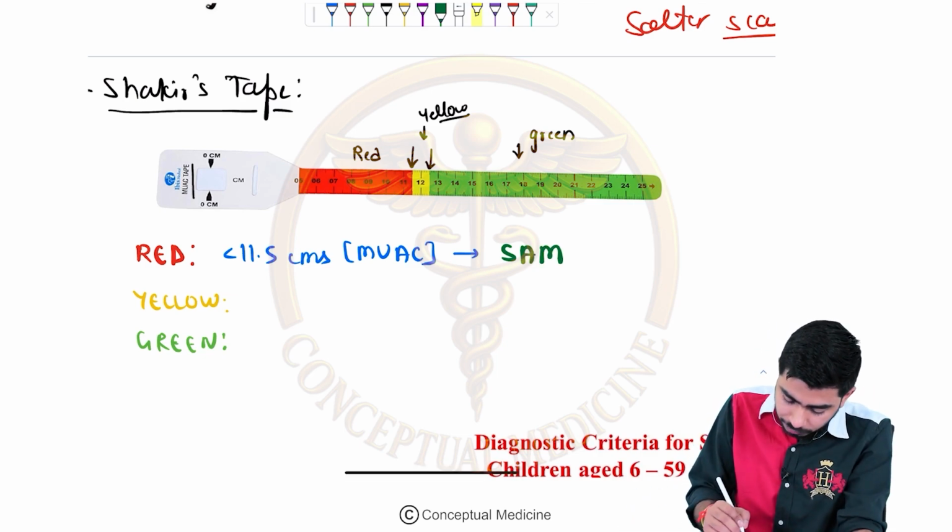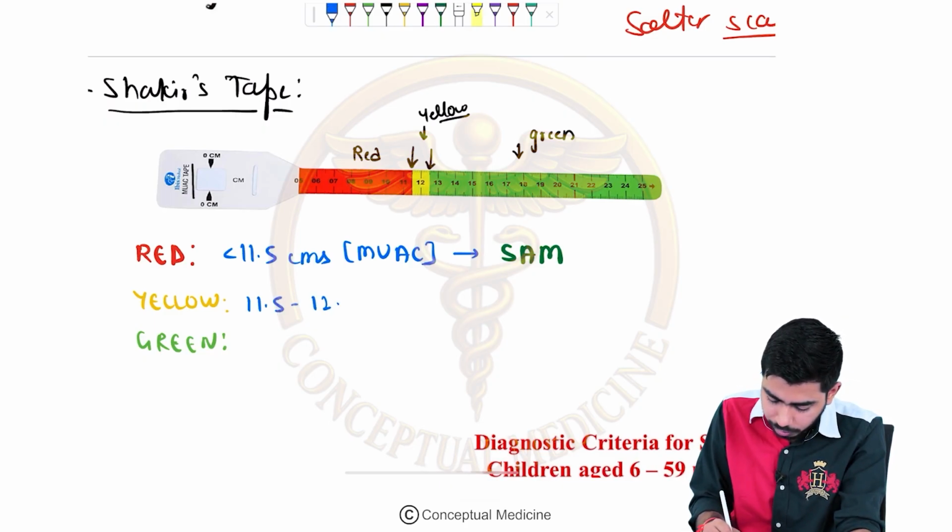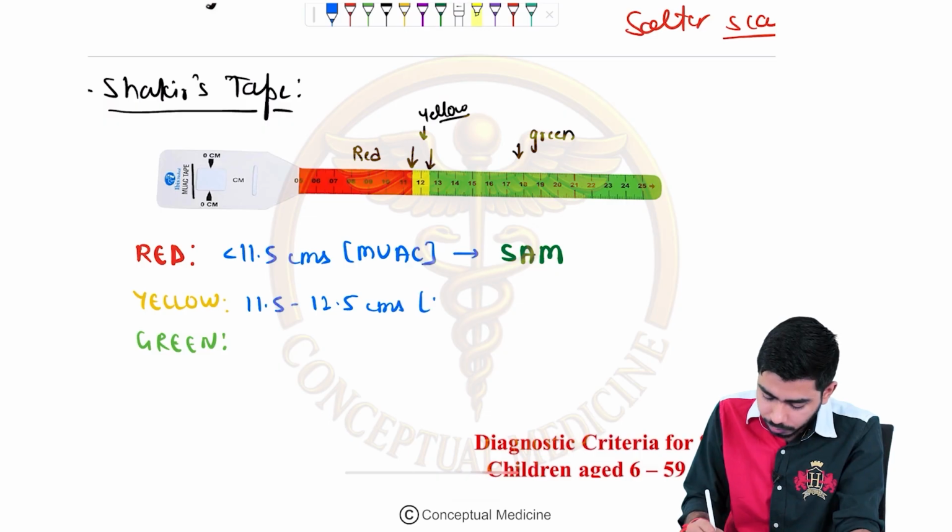malnutrition, right? If we are talking about yellow color, if it is between 11.5 to 12.5 centimeters, obviously again mid upper arm circumference we are talking about, right?